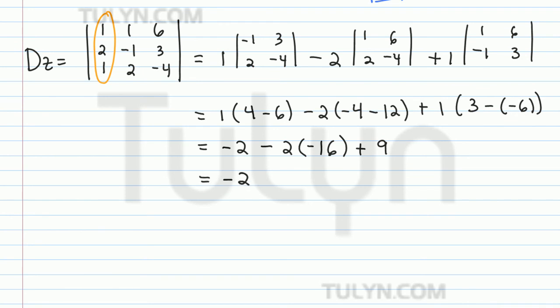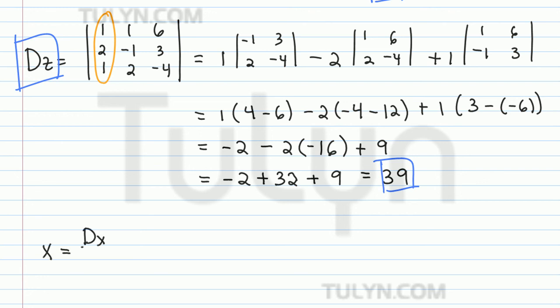So let's simplify further. We have negative 2 minus 2 times negative 16, that's going to give us plus 32, plus 9. So here we should be getting 39, right? Yeah. 39 sounds good. So now we have dz. And so we've computed all of our determinants, and we should be very proud of ourselves because it was a lot of work. So now we finally solve.